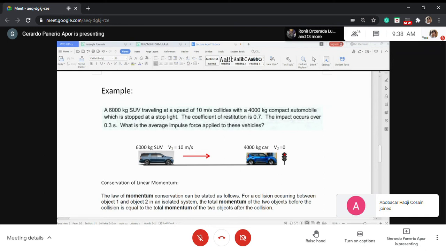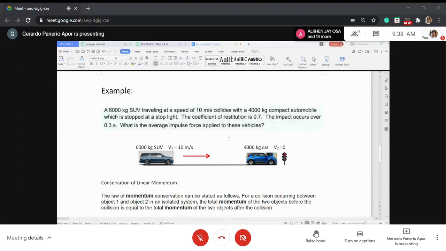Sometimes we see this on the road, no? Collisions. Okay? So this problem, we are going to apply the principle of impulse and momentum. Okay. So the problem reads like this.